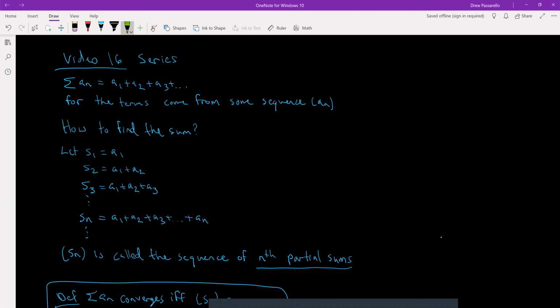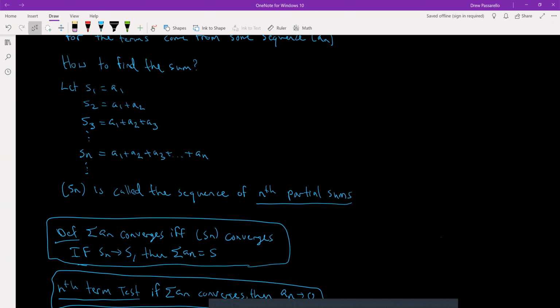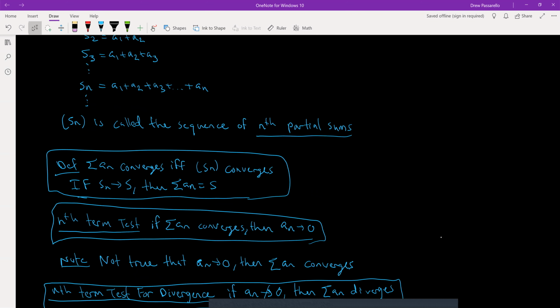Now the series converges if and only if this sequence of nth partial sums converges. That is, if the sequence Sn converges to some value s, then the series the sum of an is equal to s. I'm going to go through several tests and theorems involving these series, and these should be theorems that we're familiar with, and then at the end go through some examples.